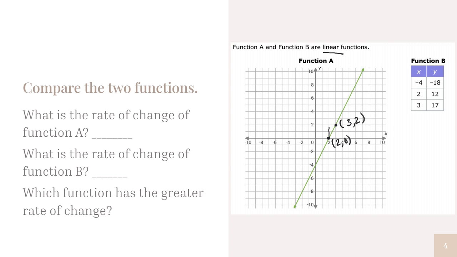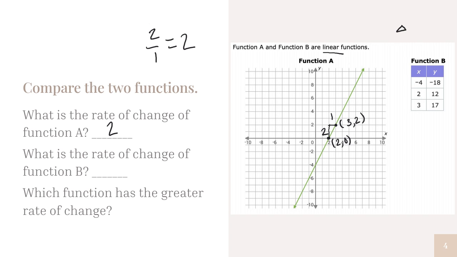So then I do my rise over my run. So how many do I rise? I rise 2, and how much do I run? 1. I do my vertical distance over my horizontal distance. So if my slope is 2 over 1, or my rate of change, 2 divided by 1 is just 2. So the rate of change for function A is going to be 2.